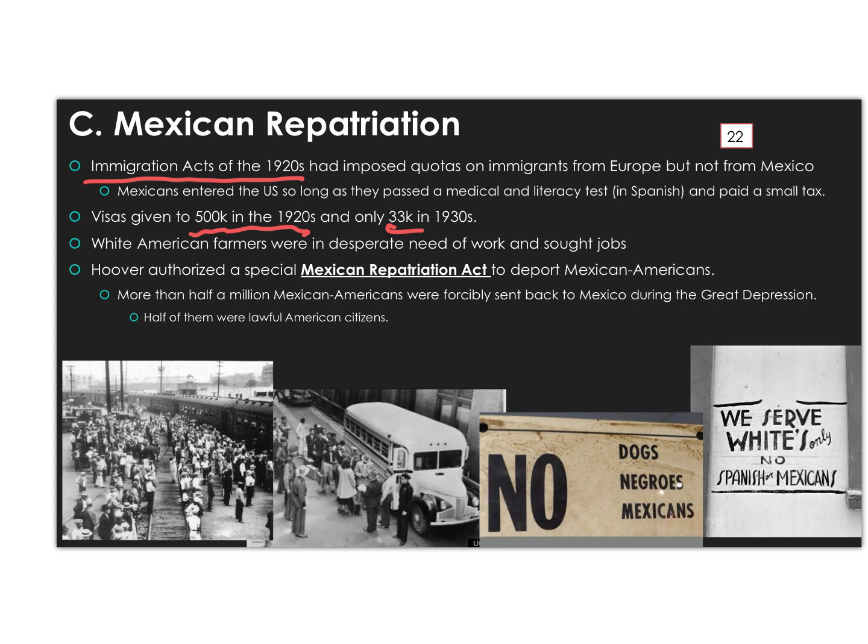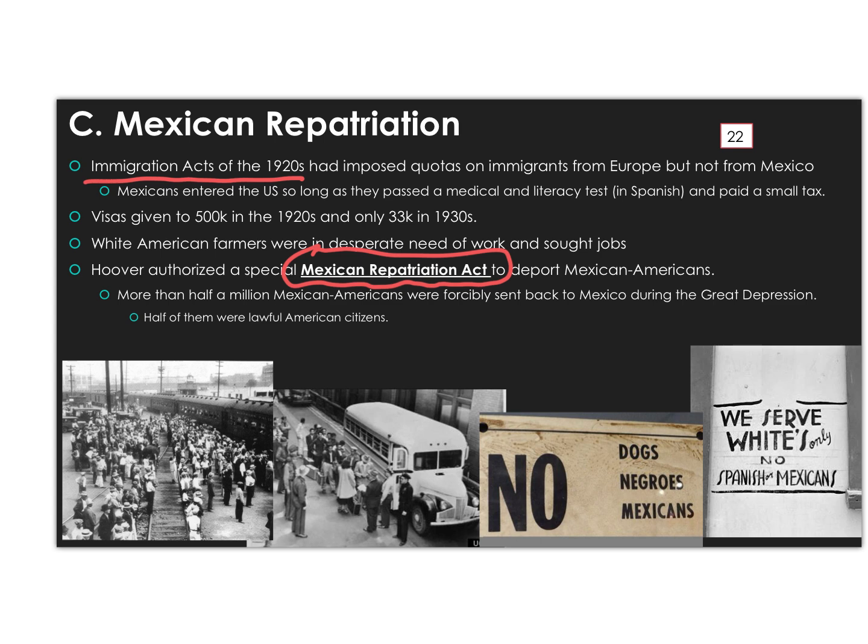And of course, as always, when the economy goes south, who do we blame? Americans tend to blame immigrants. They're taking our jobs. We hear this all the time, right? So American farmers would blame immigrants for taking their jobs, even though it was work the American farmers didn't want to do, right? And Herbert Hoover, the president in the beginning of the Great Depression, will actually authorize a special Mexican Repatriation Act. And essentially, it would deport Mexican Americans without a trial, load them up on train cars, and ship them down south to Mexico.